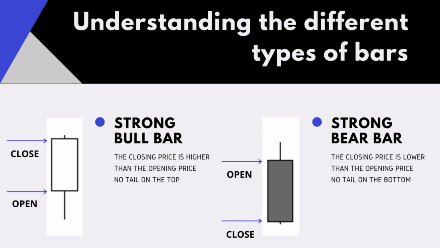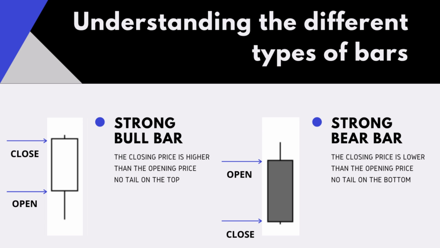So now, since we know the two main categories of the bars, let's talk about how to understand the different types of the bars. First two are strong bull bar and strong bear bar. Strong bull bar is the bar which has a closing price higher than the opening price, and there is no tail or so-called wick on the top of the bar. This tells us that buyers were very aggressive up till the very end of the given time period.